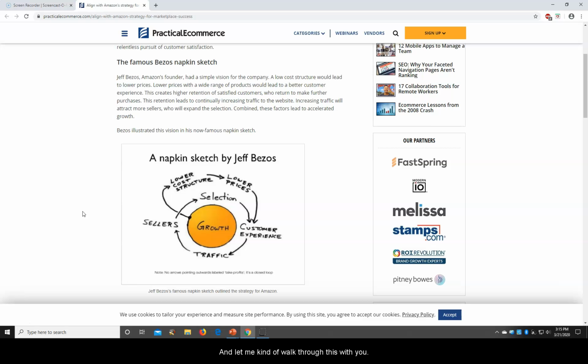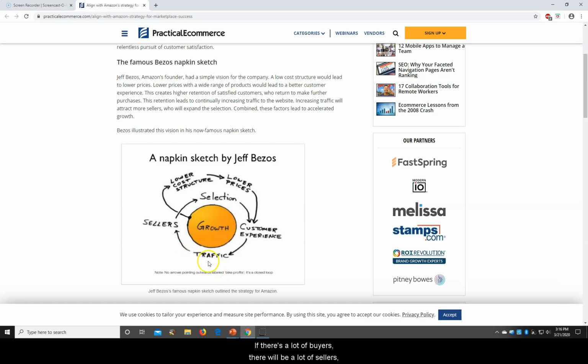And let me kind of walk through this with you. He said, you know what? The most important thing is the customer experience. It's the only thing with two arrows going to it. What do customers want? Well, they want low prices, right? How do we get low prices? If our costs are lower than our competitors, then we can have lower prices. What else do customers want? They want selection. They want to have the ability to choose from a lot of different things. How do we get that? Well, we need to attract a lot of sellers. How do we get that? Well, we need to have a lot of buyers.